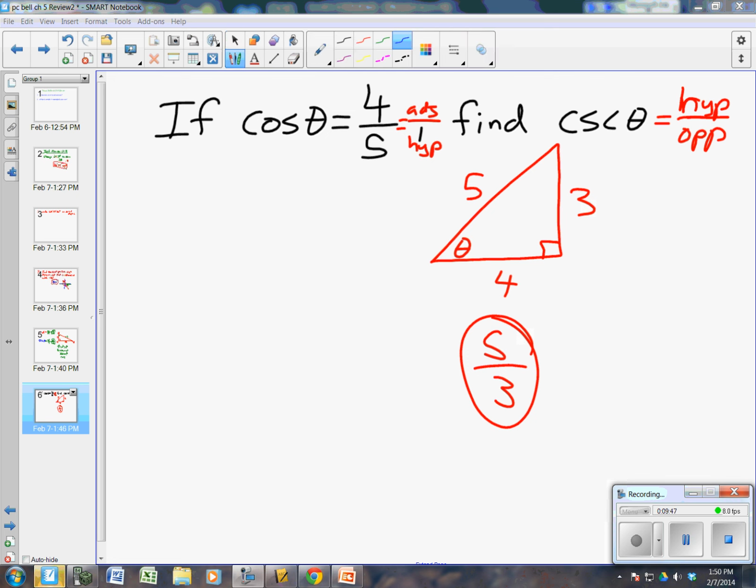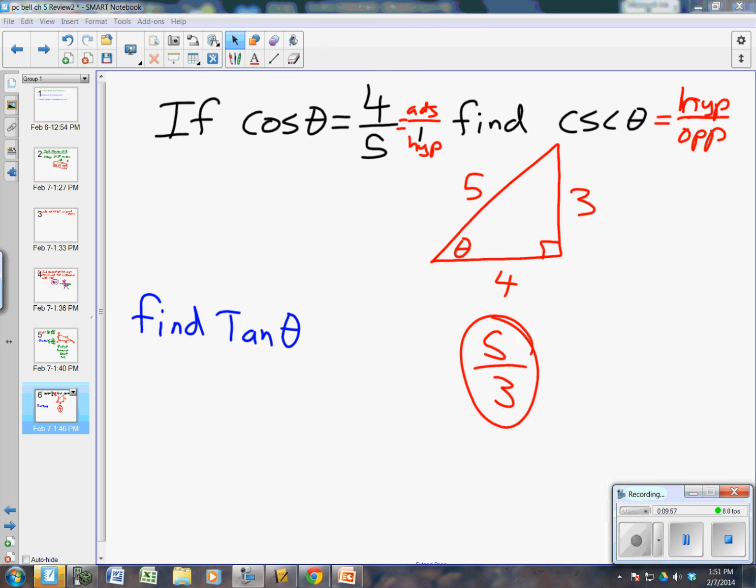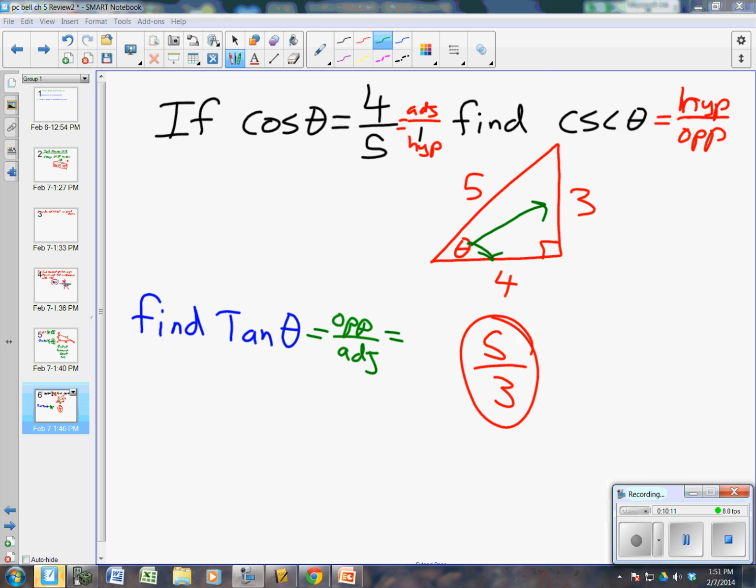Same thing. If cosine is 4/5, find the tangent of theta. Here, you guys, tangent of theta is equal to opposite over adjacent. This is TOA of SOHCAHTOA, right? Opposite over adjacent. Well, opposite side from here is 3. Adjacent side is 4. So the answer is 3 over 4.